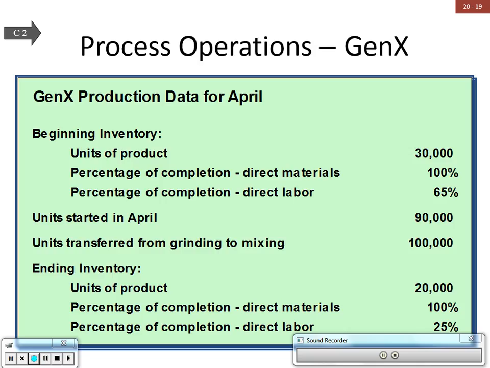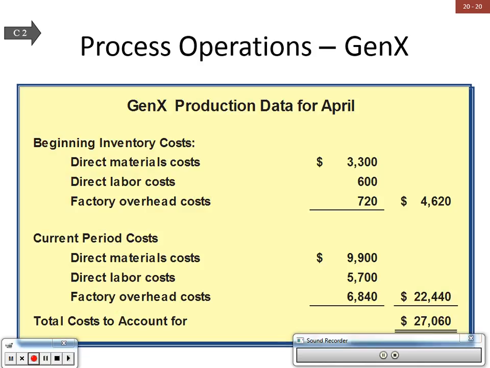Units started in April were 90,000 units. The units that were transferred to another department were 100,000. So ending inventory, the amount of units that were in ending inventory were 20,000 units. Direct material was at its full capacity being used for that period, and direct labor was only at 25%.